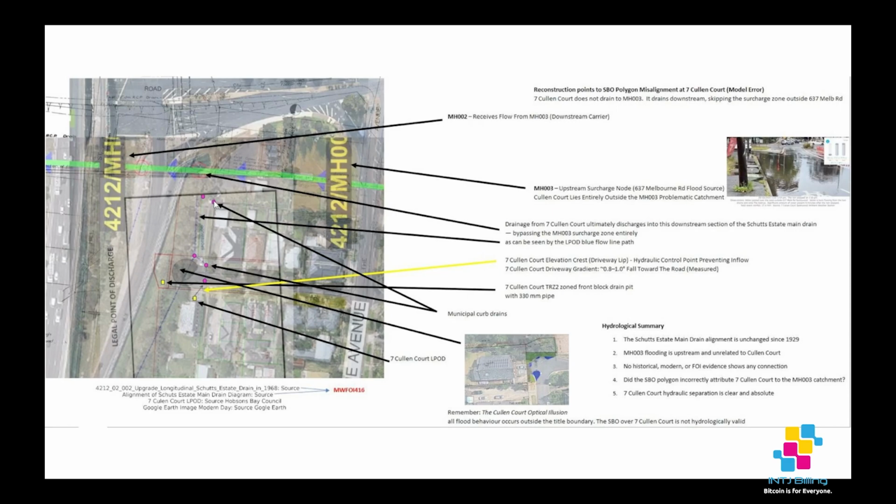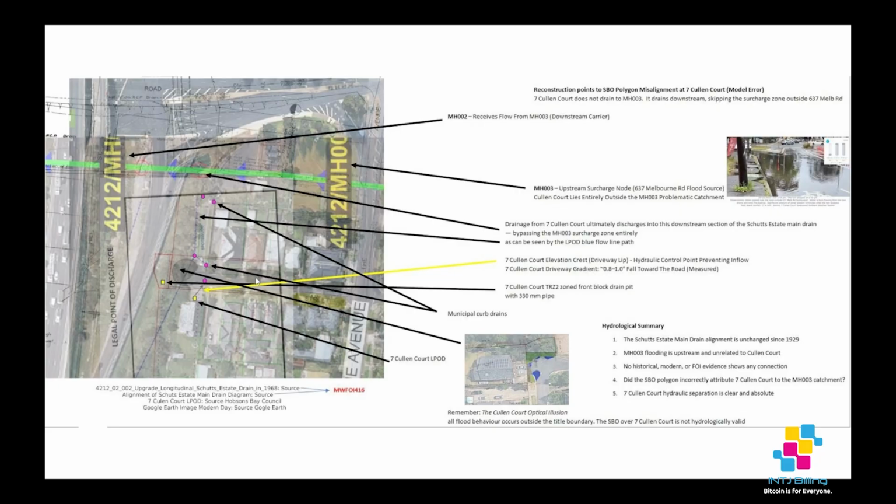This is just inside the fence line of the Department of Transport's property at 641 Melbourne Road, and we've got a second drain over here. Okay, here's our Towson 2 zone block drain.